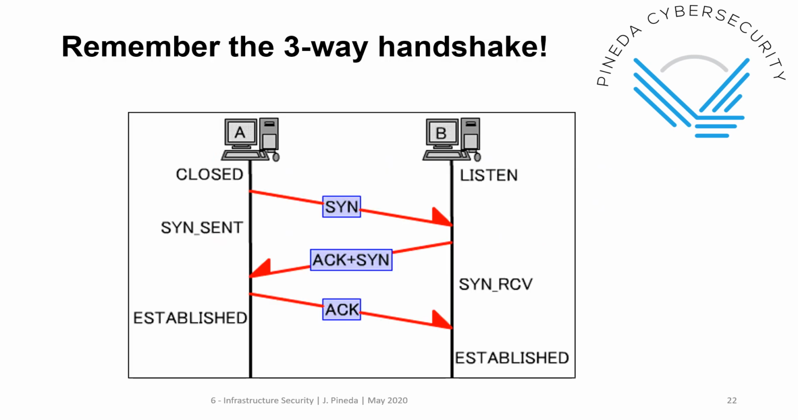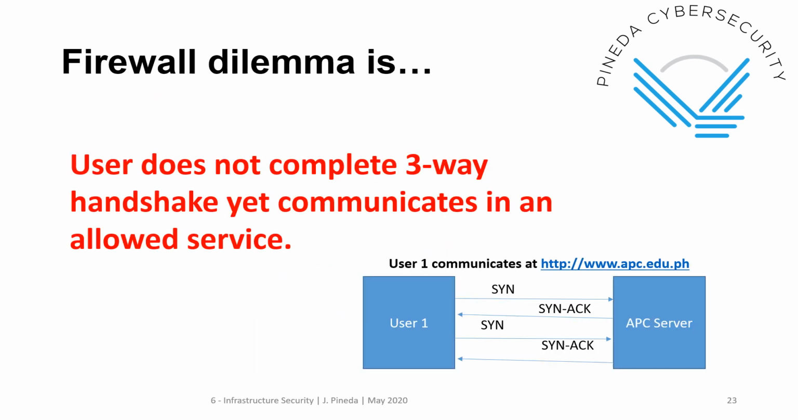Also, you have to remember in the networking concepts the three-way handshake, which is the SYN, SYN-ACK, and ACK. That is in your networking concepts in OSI, particularly when we talk about TCP, in layer 4, which is transport. Why? Because the second type of firewall will be applying some of the concepts in the three-way handshake. So the firewall dilemma is now the limitation of the packet filtering firewall.